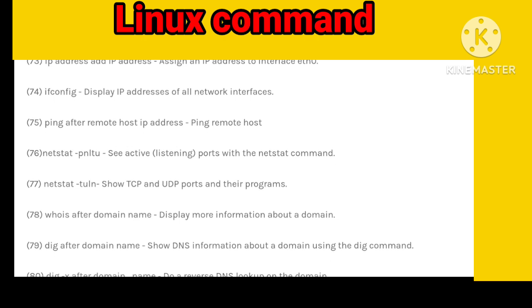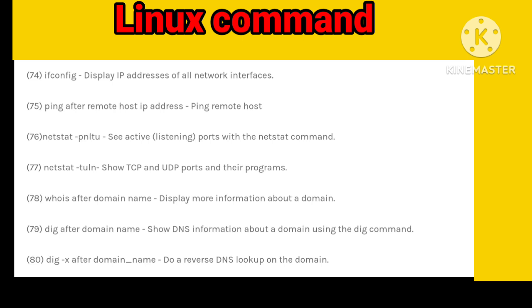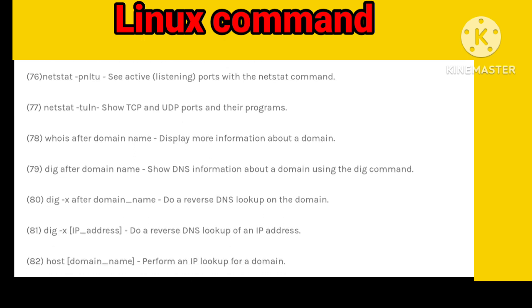Next is ping, followed by the IP address of the remote host. This command is used to ping a remote host. Next is netstat -pnltu. This command shows active listening ports with the netstat command. The next is netstat -tuln, show TCP and UDP ports and their programs. Next is whois followed by the respective domain name. This command is used for showing DNS information about a domain.